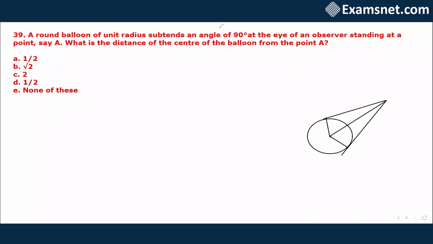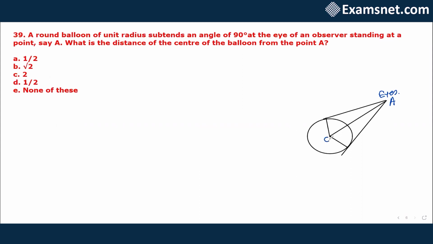It is given in question number 39, a round balloon of unit radius. Unit radius means the radius is 1 unit. It subtends an angle of 90-degree at the eye of an observer standing at a point, say A. So let's say here is the eye. This is the point A. What is the distance of the center of the balloon from the point A?